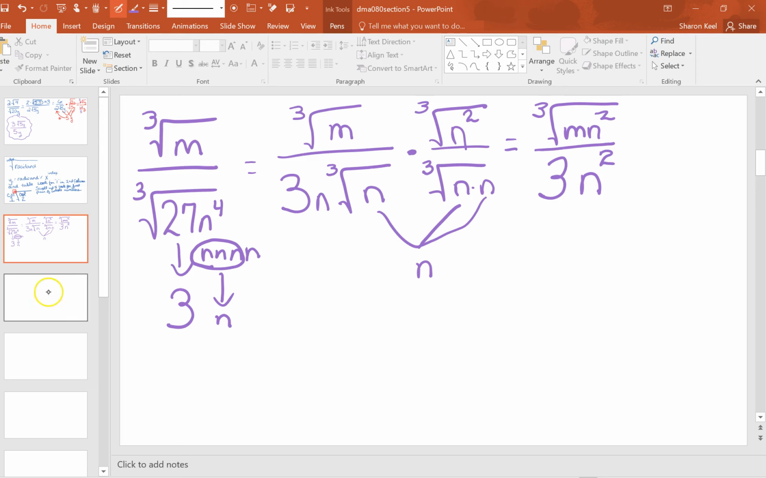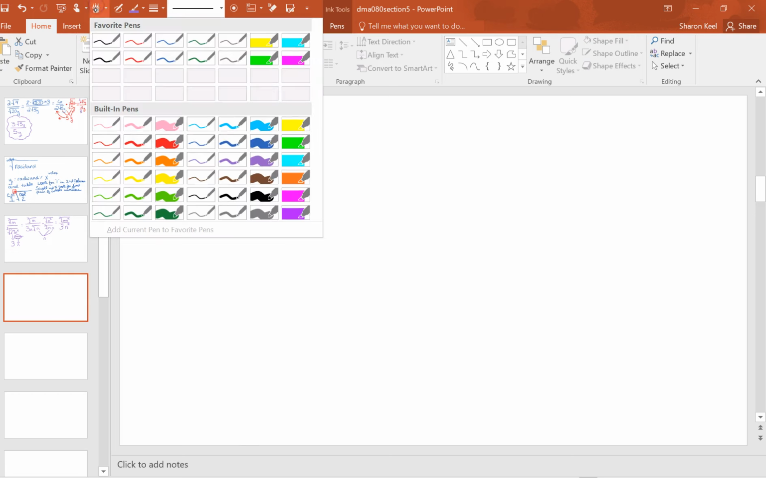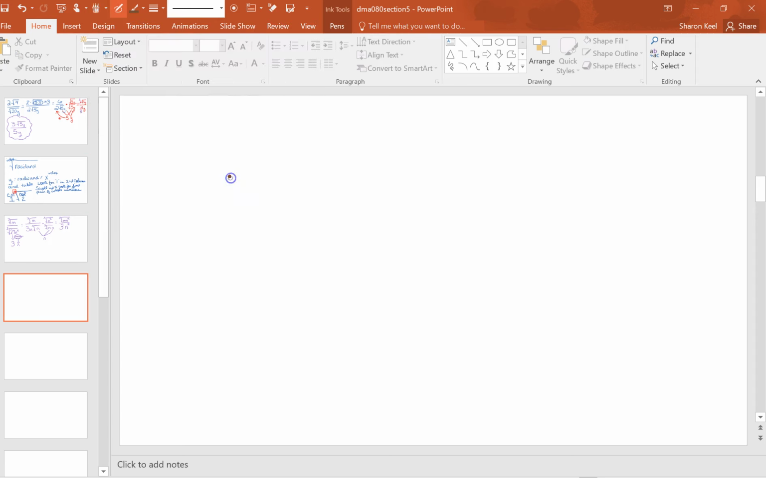Most of the problems that you're going to work with are going to have a single value in the denominator, or one term, but there may be an occasion where we have 2 terms.